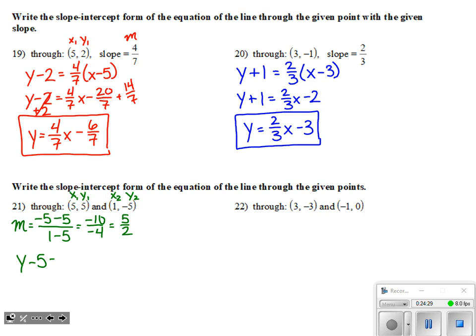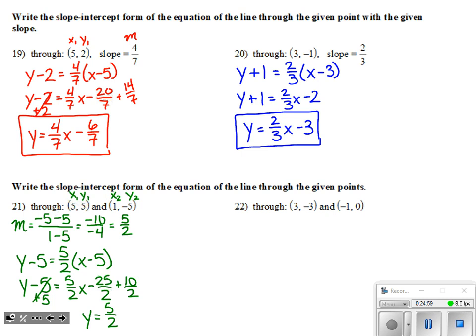So y minus y1 equals slope of 5/2 times x minus x1. You could also use the other point. You'll arrive at the same answer no matter which one you choose. There's no wrong choice. Let's distribute the 5/2. And then we'll add 5 to both sides, but I'm going to call that 10 over 2 when I add it to the right-hand side, just so I have my common denominator in place. Final answer for that one, y equals 5 over 2x minus 15 over 2.